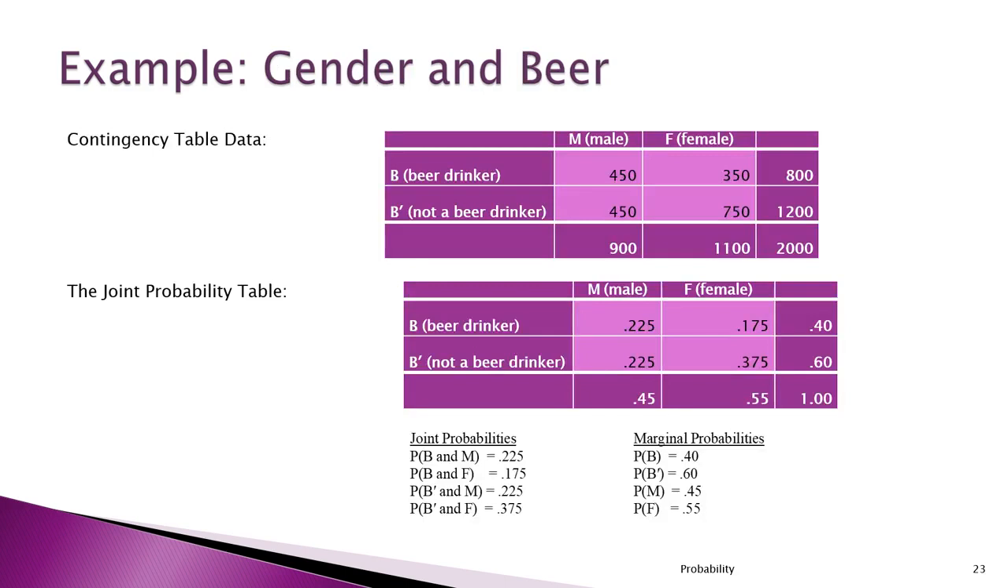Here's another example with gender and beer drinking. We have B for beer drinker. B prime means not a beer drinker. We have M and F for male and female. And we see the frequencies here: 450, 450, 357.